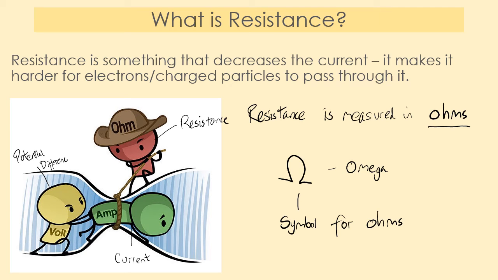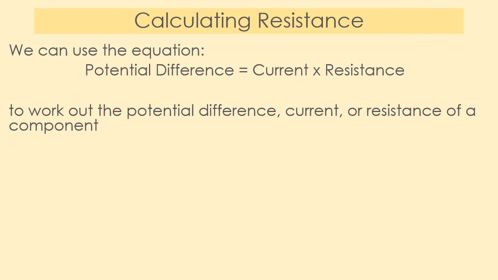We're now going to have a look at how we can calculate resistance. So we use the equation: potential difference equals current times resistance. It's important I've given it this way because I think it's the easiest way to learn it. And we can write it out. We can go V equals IR. So V equals IR. And it's the easiest way to remember this equation.